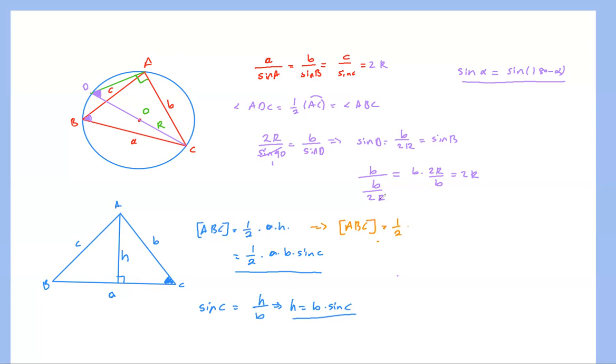And I do know the area was 1/2 times A times B times sine C. Instead of sine C, I'm going to find sine C from this equation. Think about this part: if I want to find sine C, I can take this 2r and divide by 1, so I can swap these and put sine C alone. That will give us sine C is equal to c over 2r.